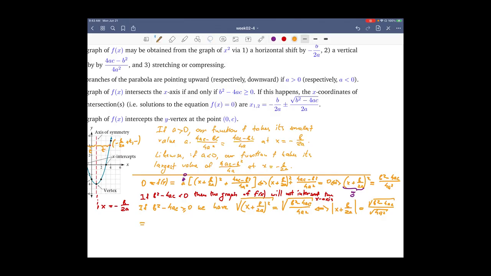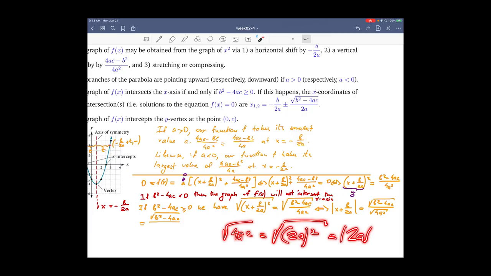Now, let me leave root b squared minus 4ac the way it is and work a little bit with root 4a squared. Of course, 4a squared is simply 2a raised to the second power, and taking the square root of that, I again get the absolute value of 2a. Because 2 is positive, that is simply 2 times the absolute value of a.